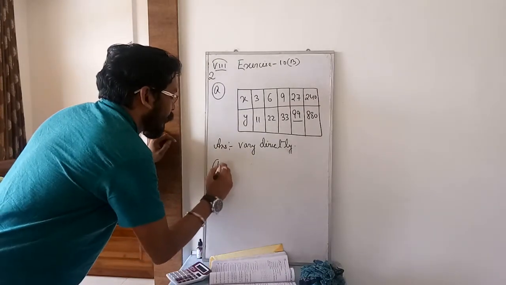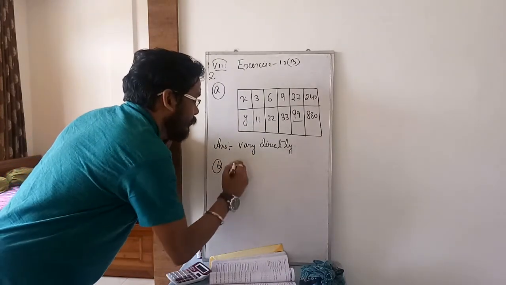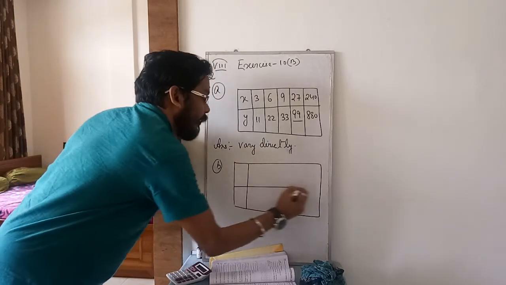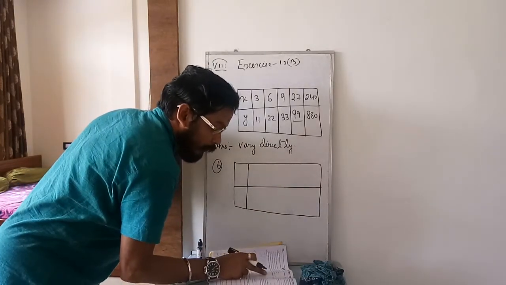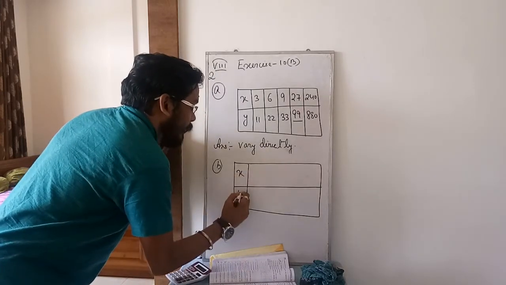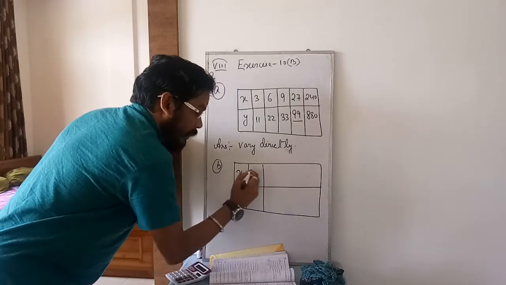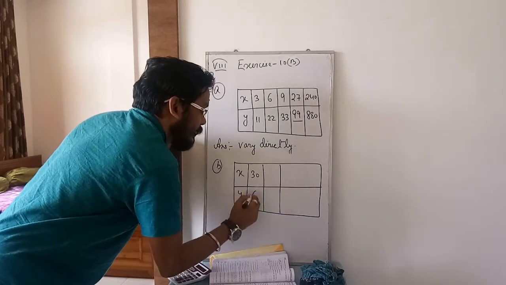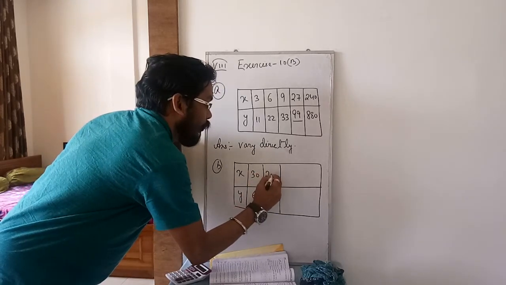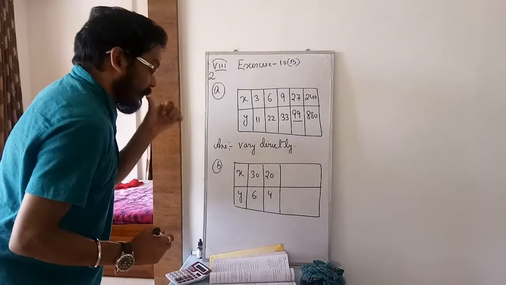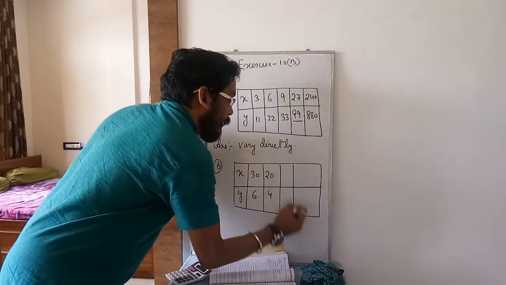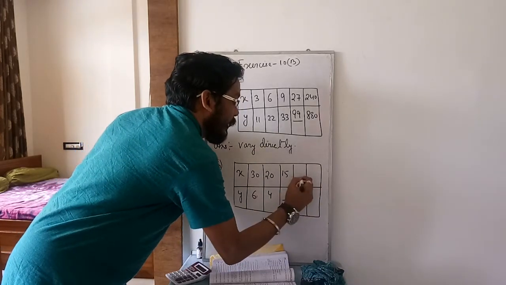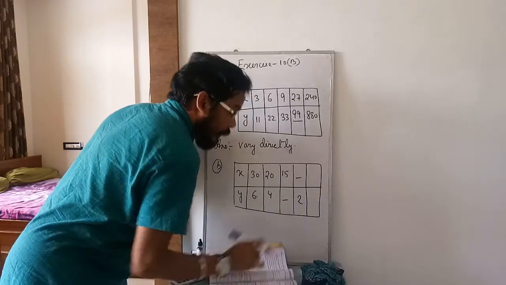Now B number. First I have to check whether it varies directly or not. How many columns are there? 1, 2, 3, 4, 5. So x by y. Here it is 30 by 6. Next it is 20 by 4. Next 15 by blank. Here it is blank. Here it is 2. Again here blank.